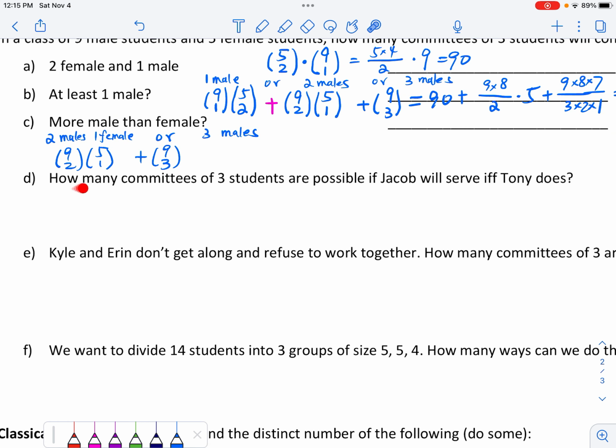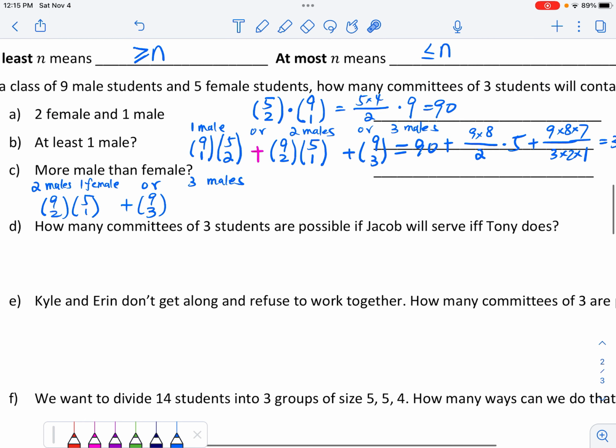And the next one is how many committees of 3 students are possible. Now let's suppose in this group we have a Jacob and we have a Tony. Both are boys. How many committees of 3 students are possible if Jacob will serve if and only if Tony does? That means they either serve at the same time or they do not serve at the same time, right? That's what it means.